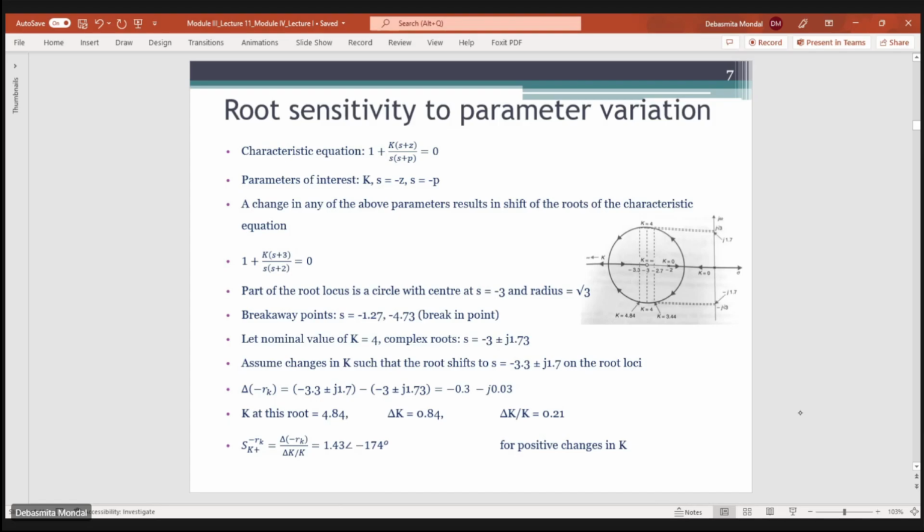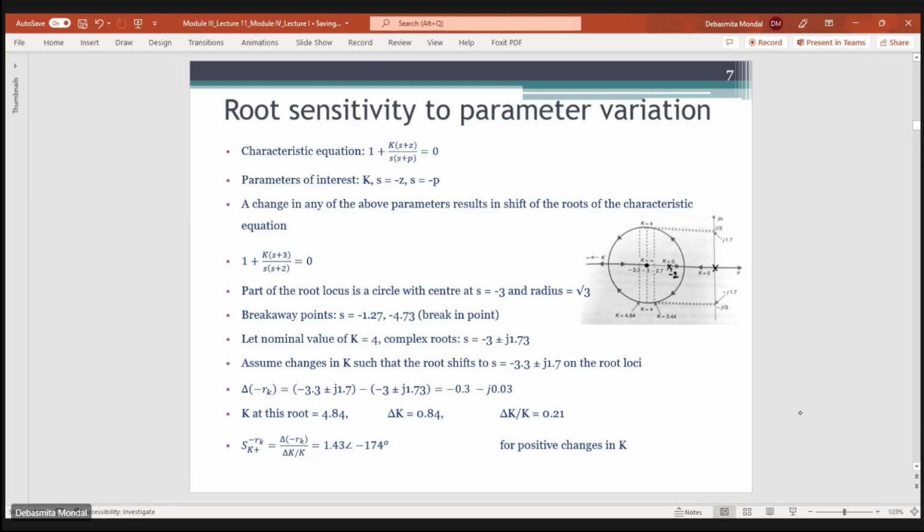Okay, so this is the characteristic equation of the system. Now if you draw the root locus of this system, you will see that the root locus looks something like this. You have two poles: one pole is at s equals 0, the other pole is at s equals minus 2. You have one zero at s equals minus 3 and another zero at infinity.